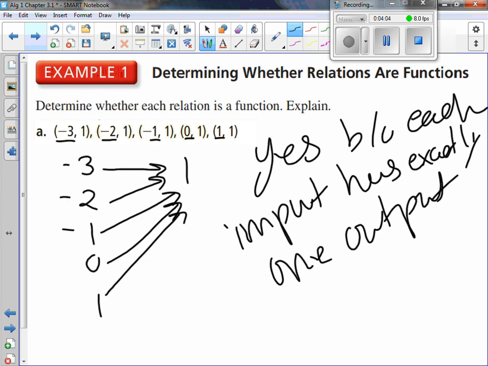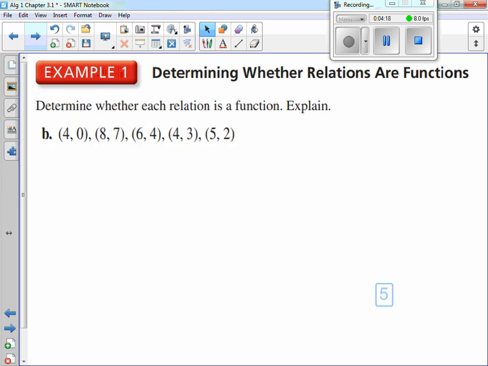So sometimes with these ordered pairs, it might be easier to write it this way. I think it's easier to write it out, kind of showing where the x values go. Questions on this here? Let's look at the next one.